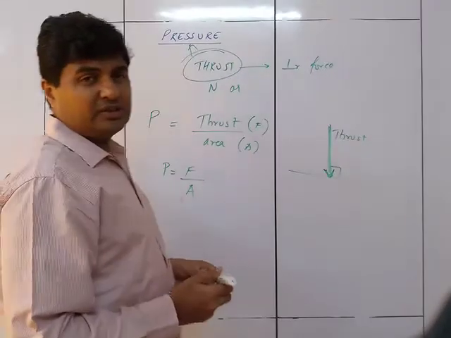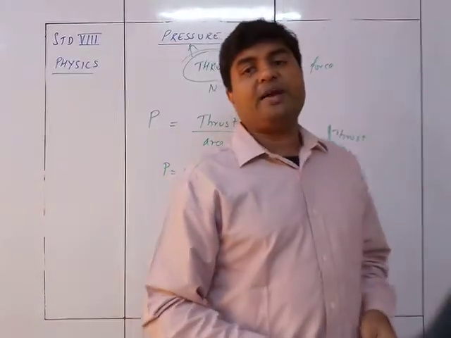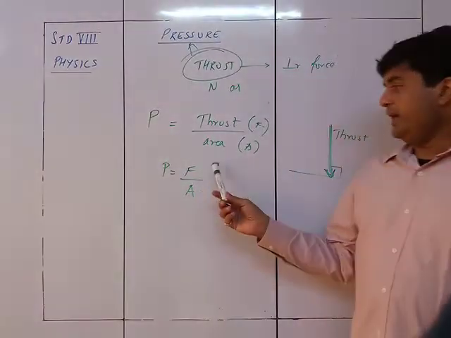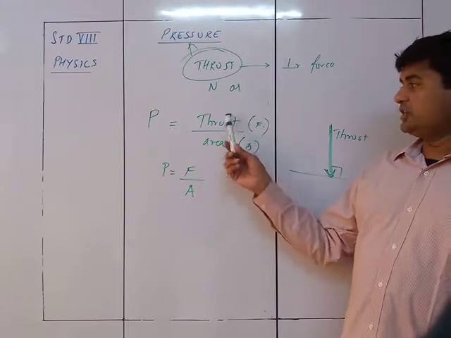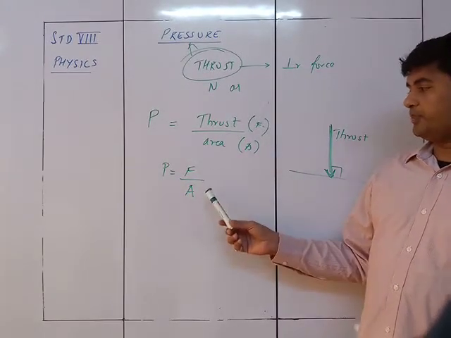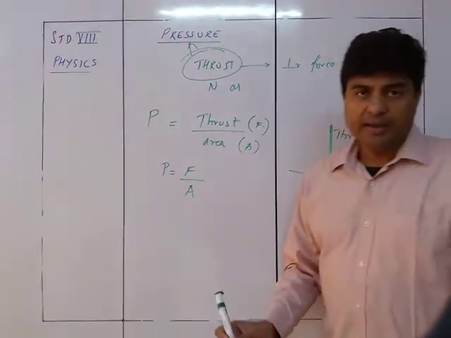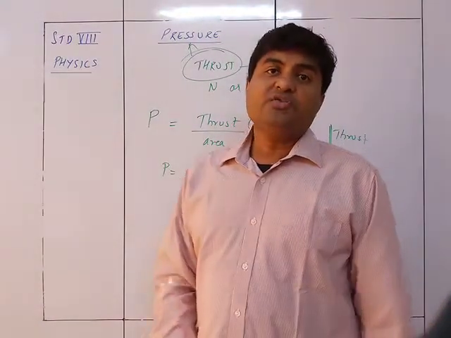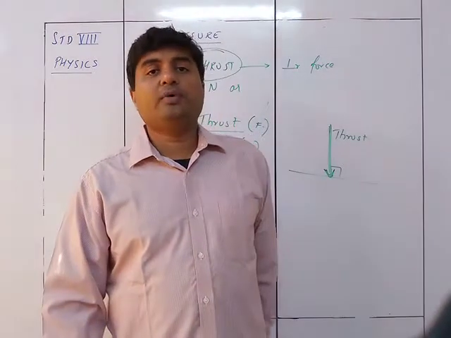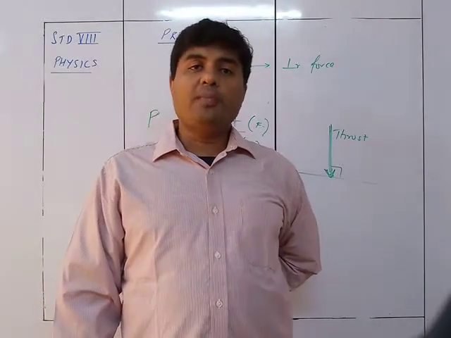Got it? So this is the first formula, that pressure is equal to F upon A. Pressure is equal to thrust upon area, pressure is equal to force upon area, pressure is equal to F upon A. Right? This is the first definition, or we can say also the first formula for pressure.